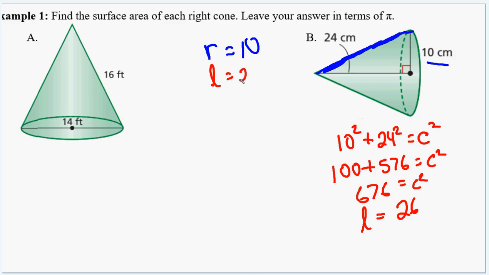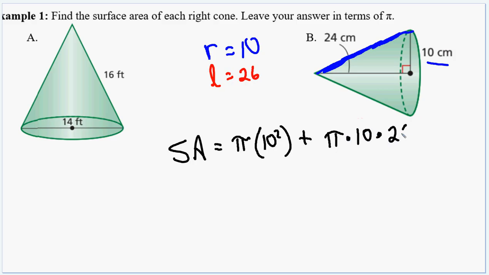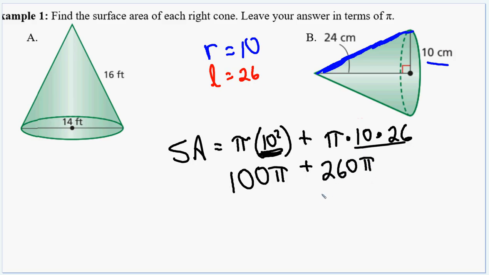L is 26. So we can plug these into our new formula. Surface area, I like to start with the circle, pi r squared, so that'll be 10 squared. And then we're going to add pi times r, 10, times L, 26. If I square the 10, I get 100, there's 100 pi. Plus 10 times 26 is 260 pi. And if I add those together, I get 360 pi. And our units are now centimeters, and we'll square them because it's area.